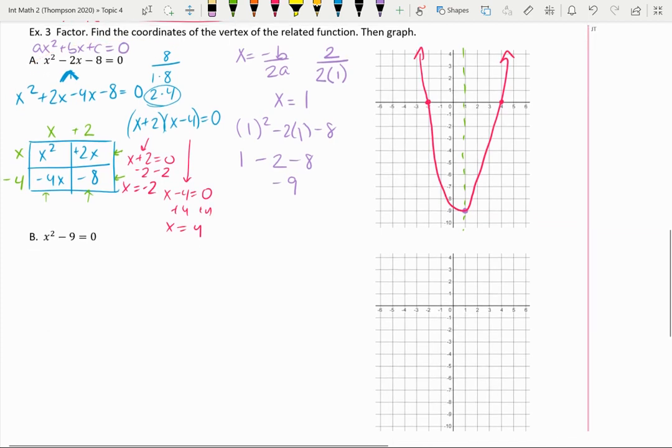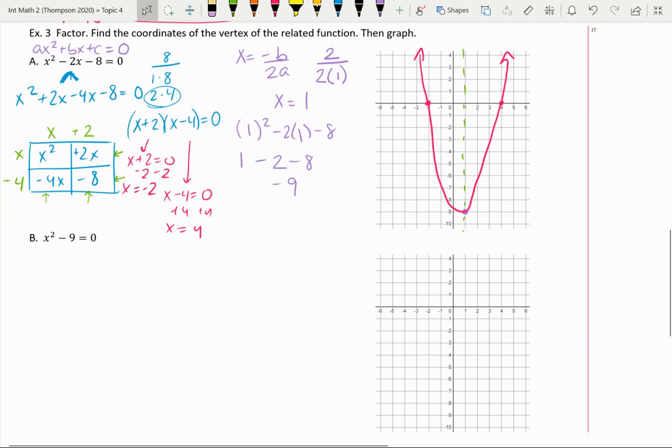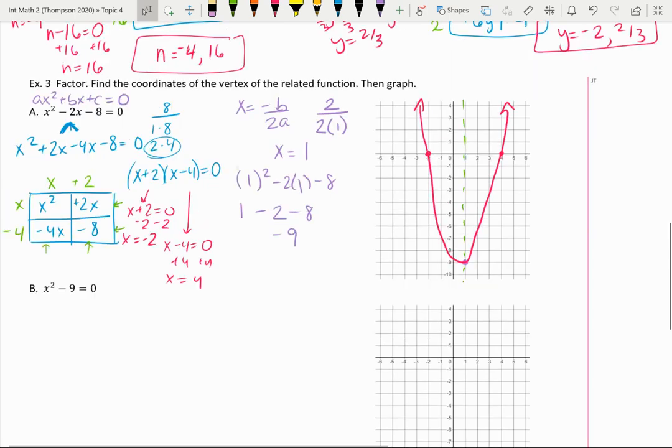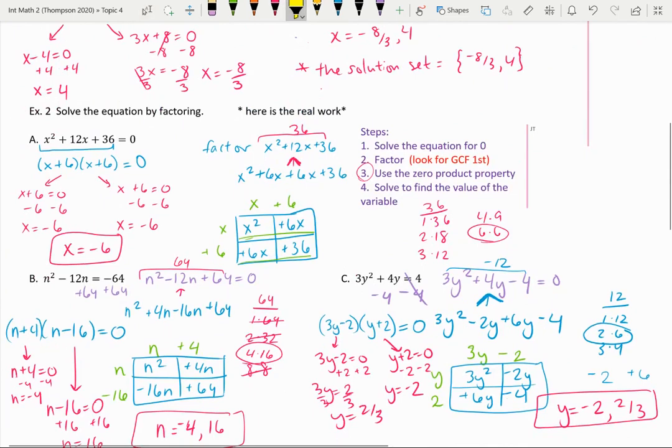All right. Problem B, much the same. Little difference here because I only have 2 terms in my equation instead of 3. Still going to factor. So first things first, hopefully you'll notice that it is solved for 0. Yes, step 1 is done. When I'm talking about step 1, I'm talking about these right over here, right? These steps.